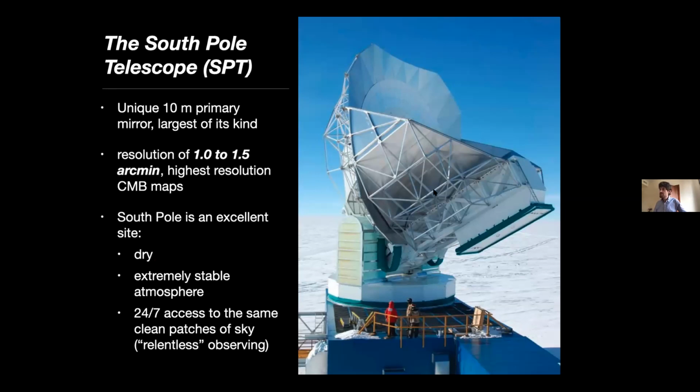But the advantage of the really big ones is that they give us really excellent angular resolution. So you can see tiny scale features on the sky. And that turns out to be useful for a few different science applications.